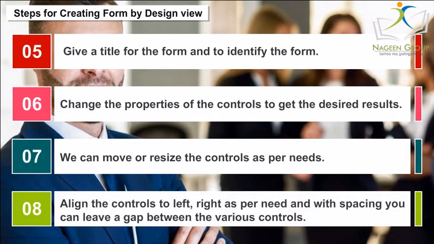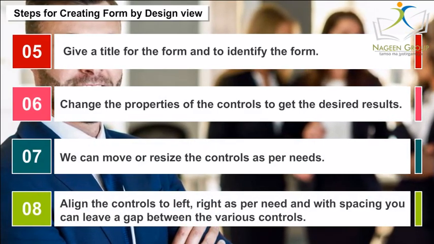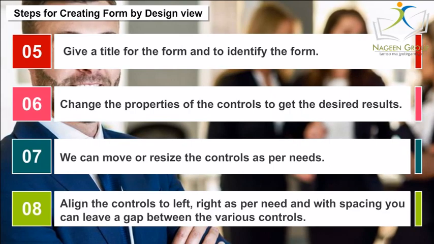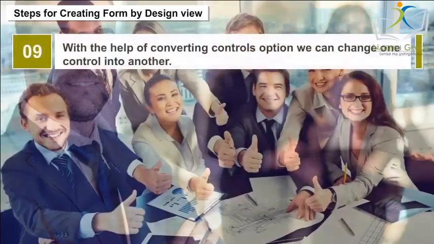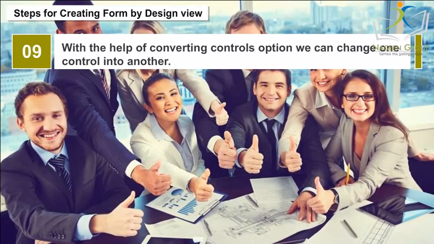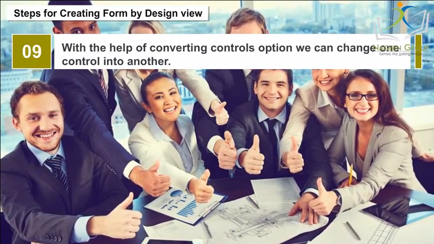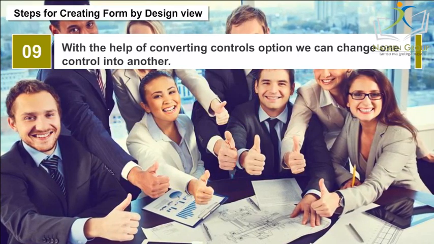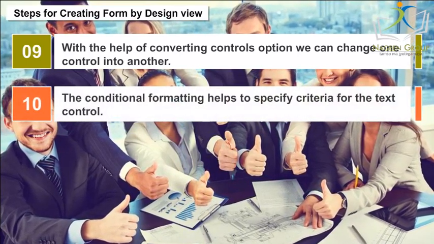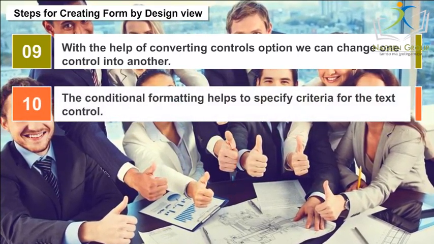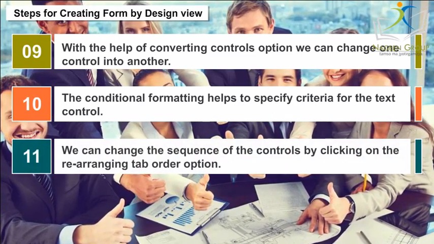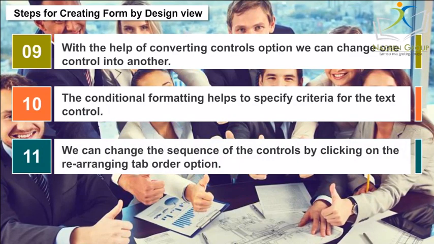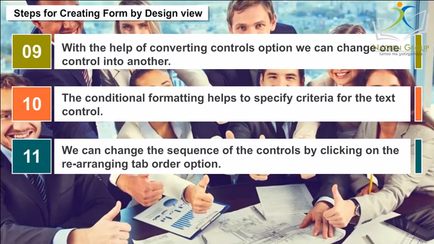Align the controls to left, right as per need, and with spacing, you can leave a gap between the various controls. With the help of the Converting Controls option, we can change one control into another. The conditional formatting helps to specify criteria for the text control. We can change the sequence of the controls by clicking on the Rearranging tab order option.